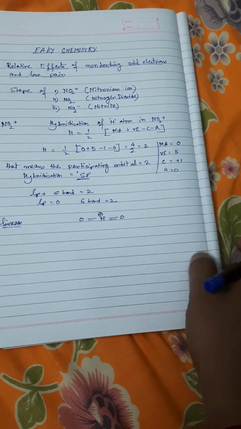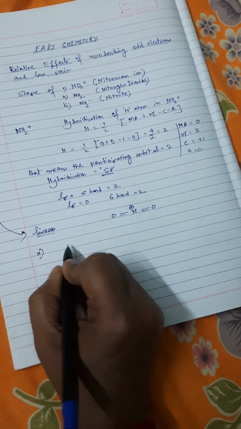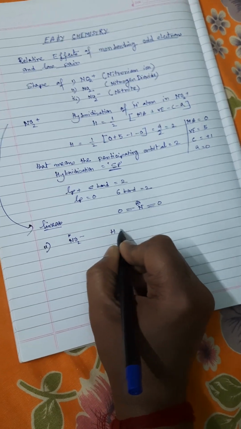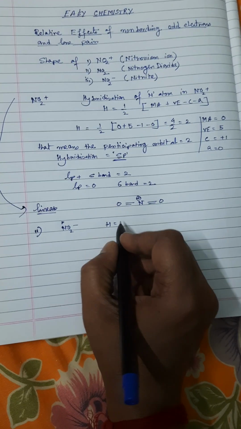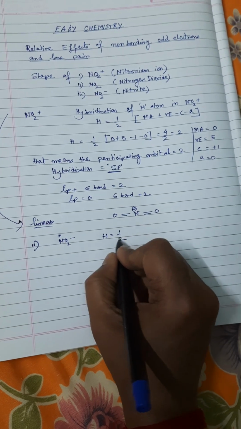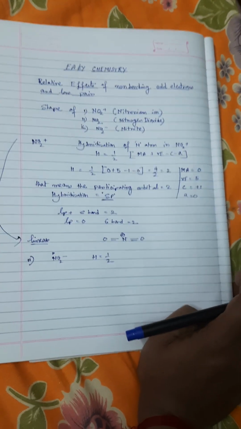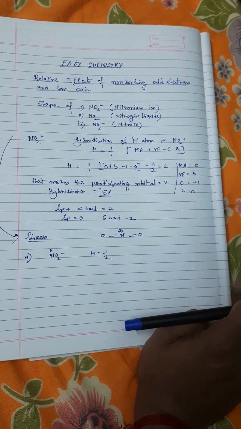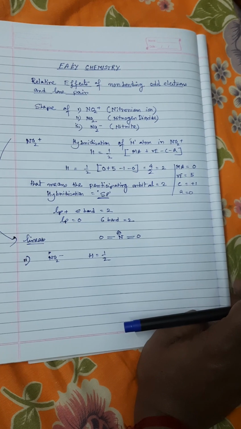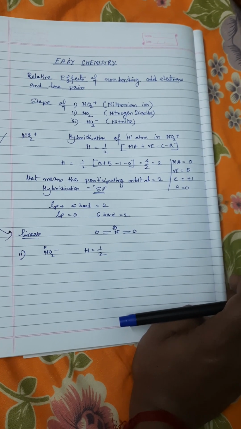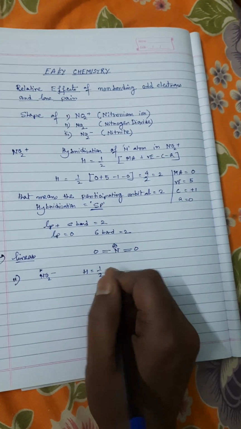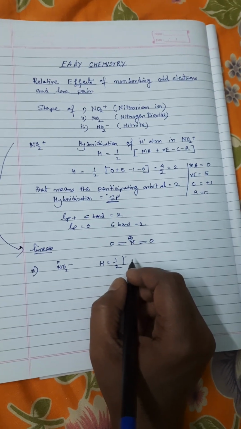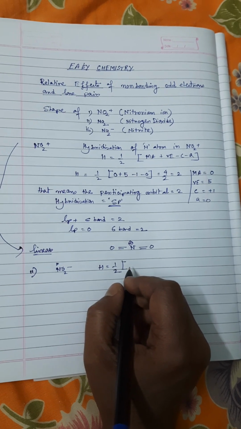Okay, in our next section, NO2 minus. Similarly, here the state of hybridization of nitrogen is half. My dear students, I am requesting all of you not to skip a single second of this class. If you skip any moment, you cannot understand the whole concept. So try to be with me with the fullest concentration.